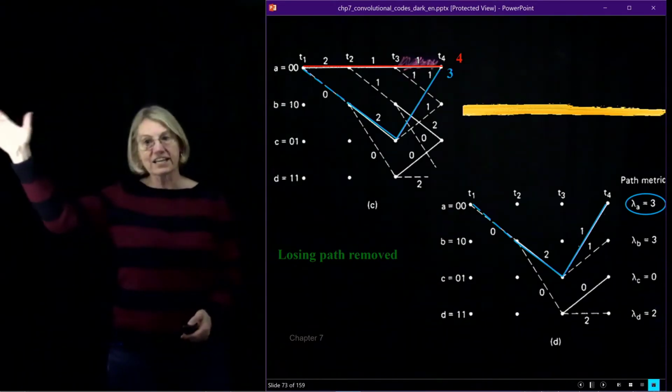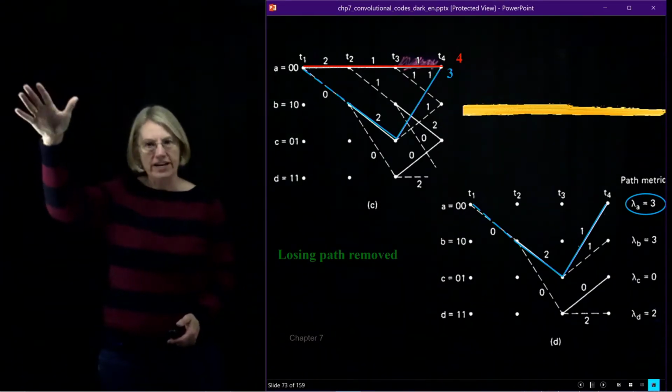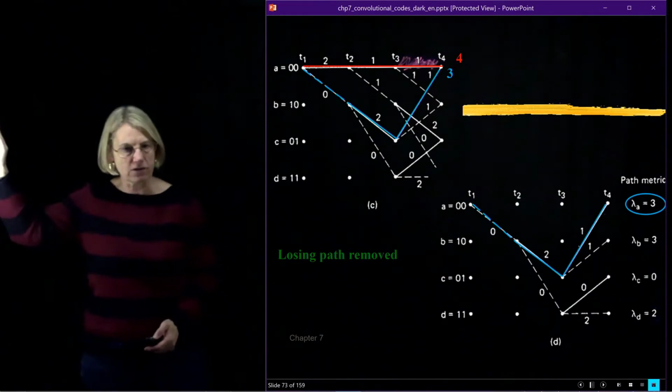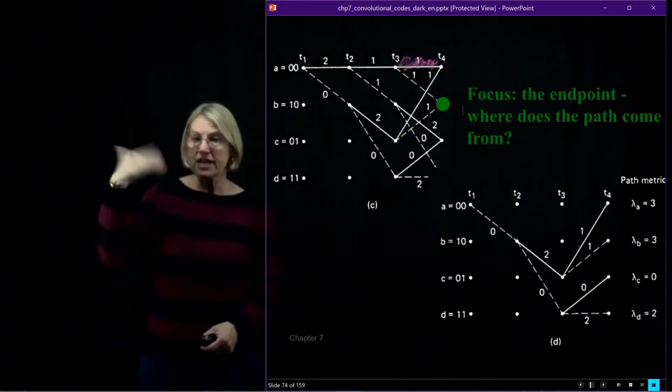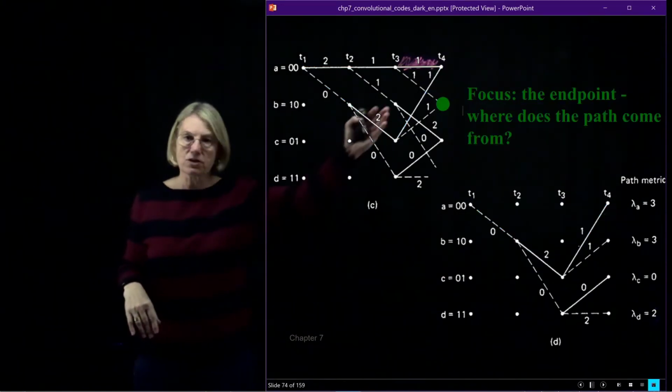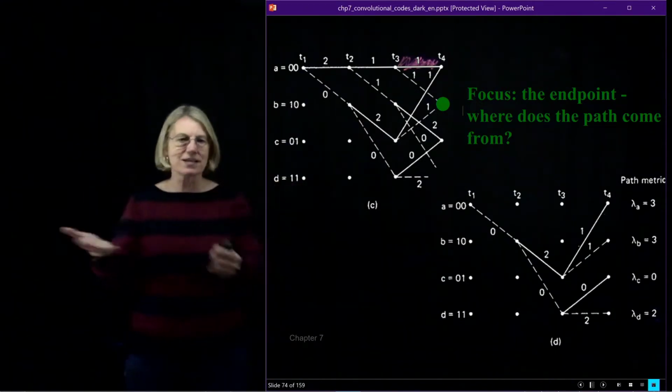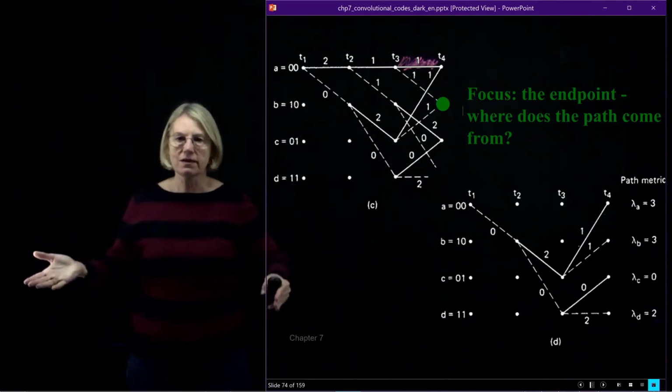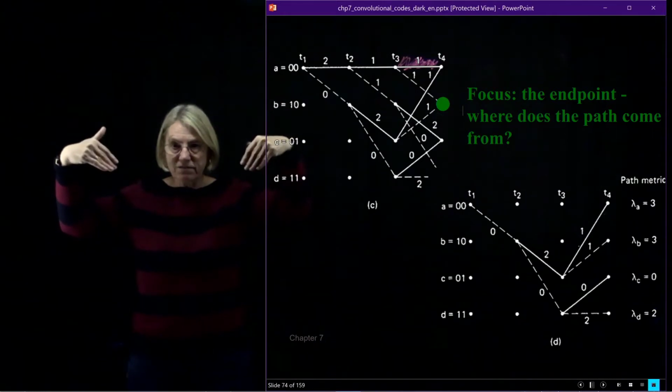We take the gardening analogy again. It's a trellis, it's a garden. I'm pruning, I'm cutting out the part that I don't need. Now I go down to the next state. Now I just go down to B. Now I just ask the same questions. To get to B, did I come from the lower path or the upper path?